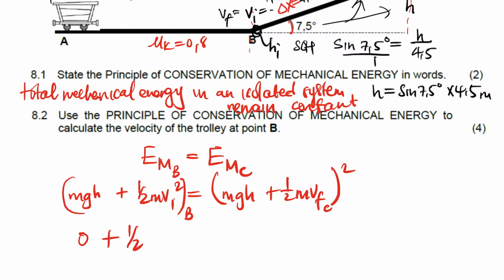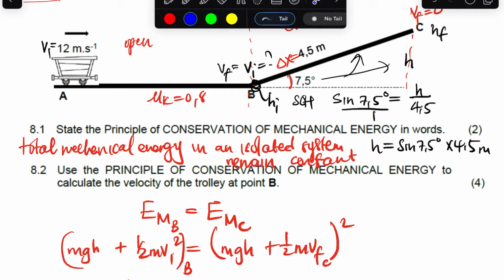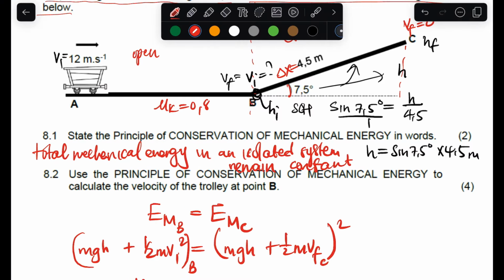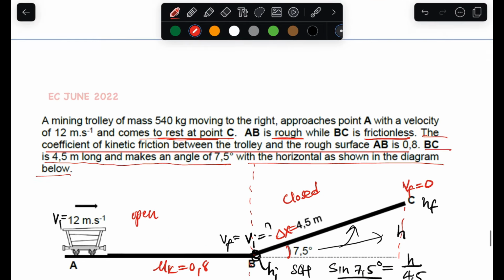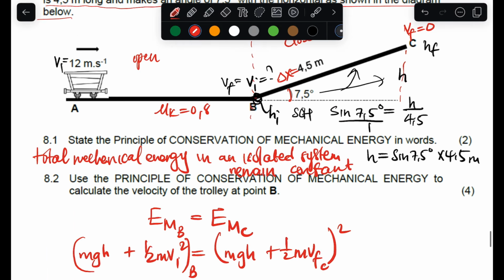And then the kinetic energy here, we do have the velocity there, because it is the final velocity of this track. When it starts from there to there, this will be the final velocity. So it's the one that we want. So we put the mass there. The mass of the trolley is 540, times V initial of B squared.